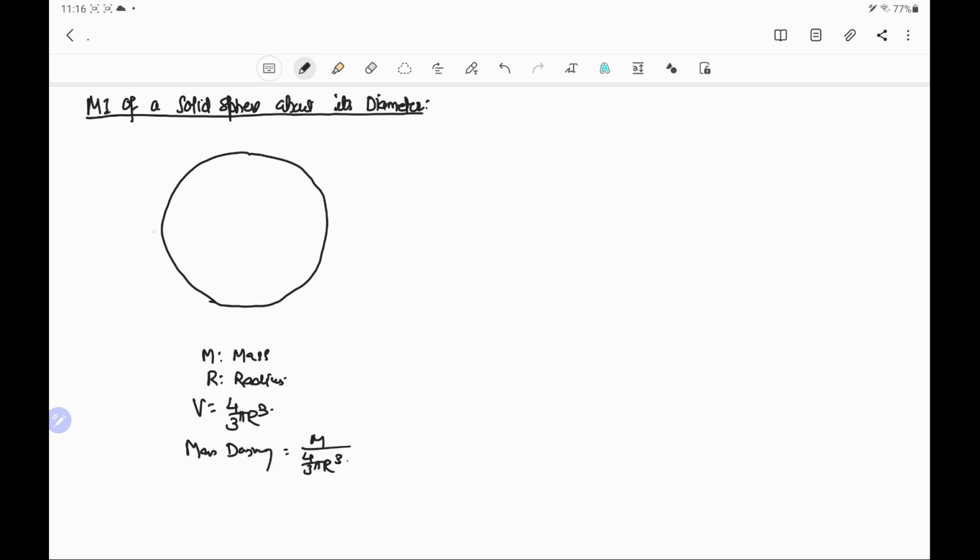Now, this is one of the diameters about which we have to find the moment of inertia. This is the diameter and we will take it as an axis. This axis passes through the center. Moment of inertia of a hollow sphere is equal to 2 by 3 m r square. We will use this formula and take the elementary mass as the hollow sphere.